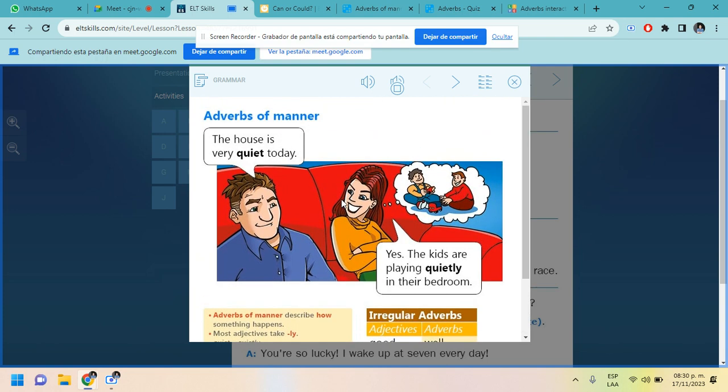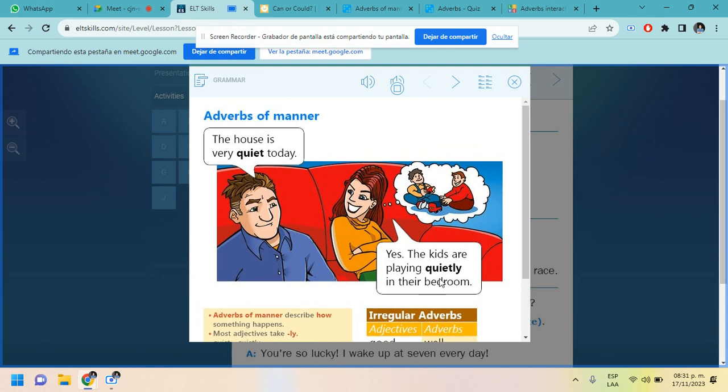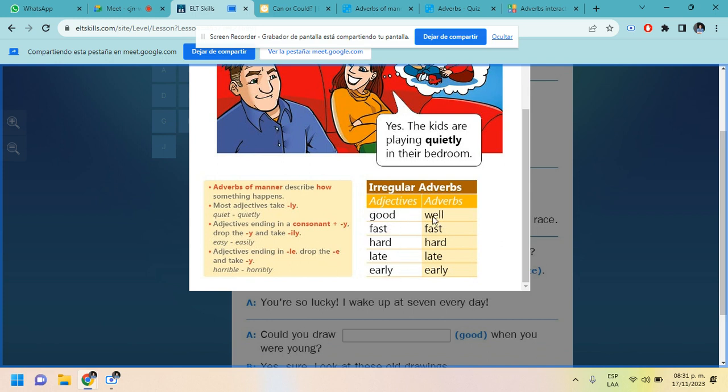If you see, teacher, what is the difference between quiet and quietly? Well, in Spanish, it could be like this. La casa está muy silencioso hoy. Es un adjetivo, silencioso. Aquí quietly se traduciría silenciosamente. Okay? The kids are playing quietly. Por eso dice que describe cómo pasan las cosas. O sea, cómo están jugando los niños. Quietly, silenciosamente. ¿Sí? And these are the adverbs, you see? The adjectives and adverbs.